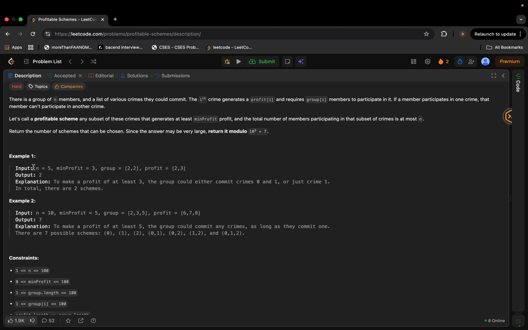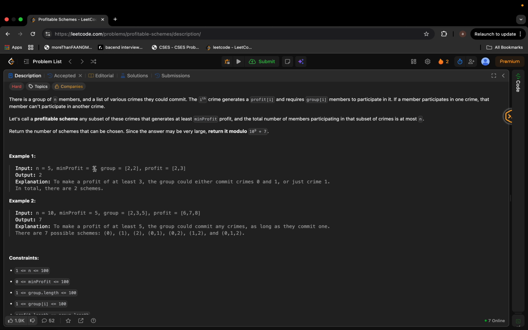Here the maximum number of people we can take for the activity is 5, and the minimum profit that we should be making is at least 3. If we take this group, this much profit will happen, that is 2. We have still not reached the minimum profit, so we can take another activity, which now gives profit as 5. Is the minimum profit reached? Yes. Have we exceeded the people? No, we have not exceeded the people, so this can be one way.